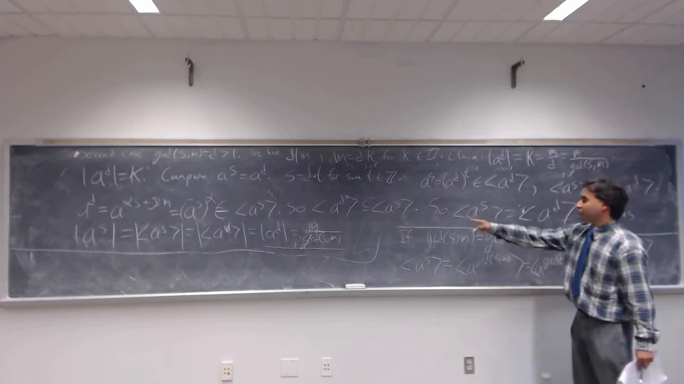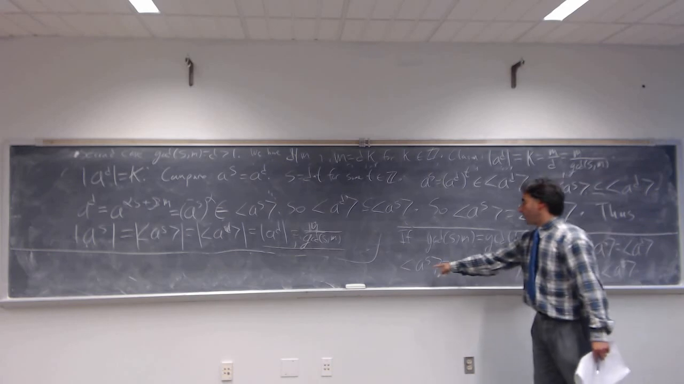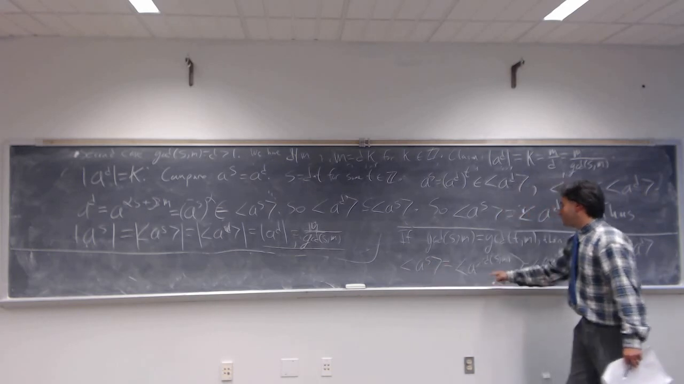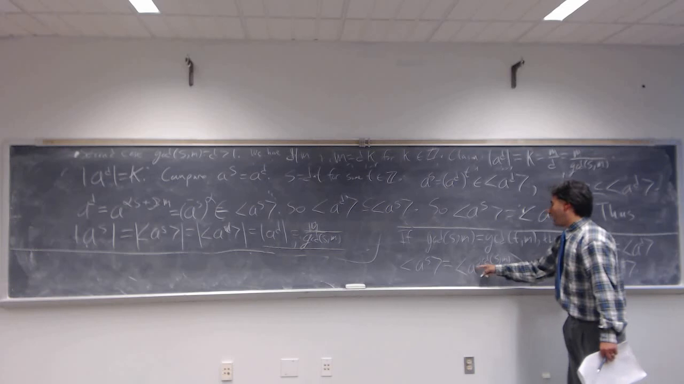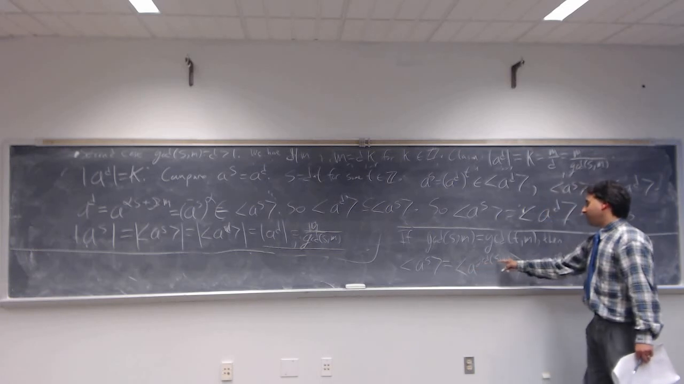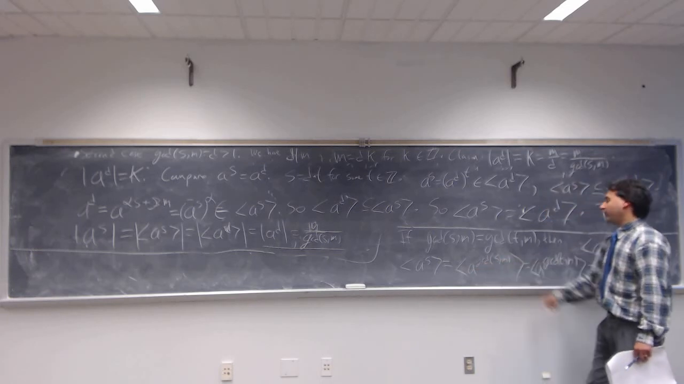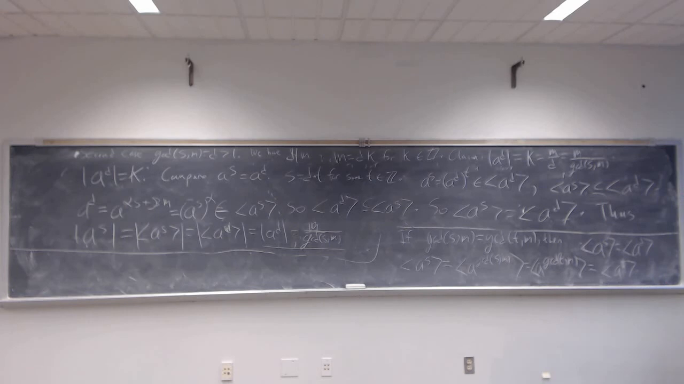And then by what we've just proved over here, the order of a raised to a power is equal to the order of a to the greatest common divisor of s and whatever the order of a itself is. Okay, so let's go back now to the main theorem of cyclic groups, and we'll state that and look at some examples.